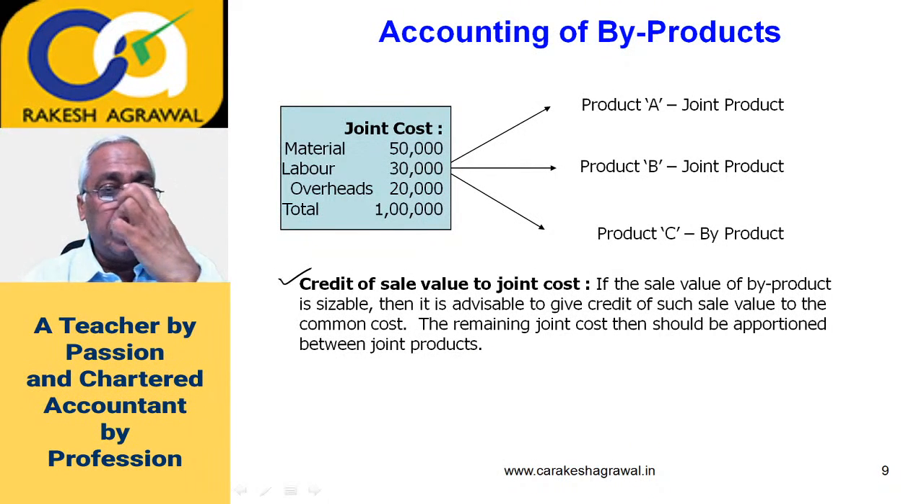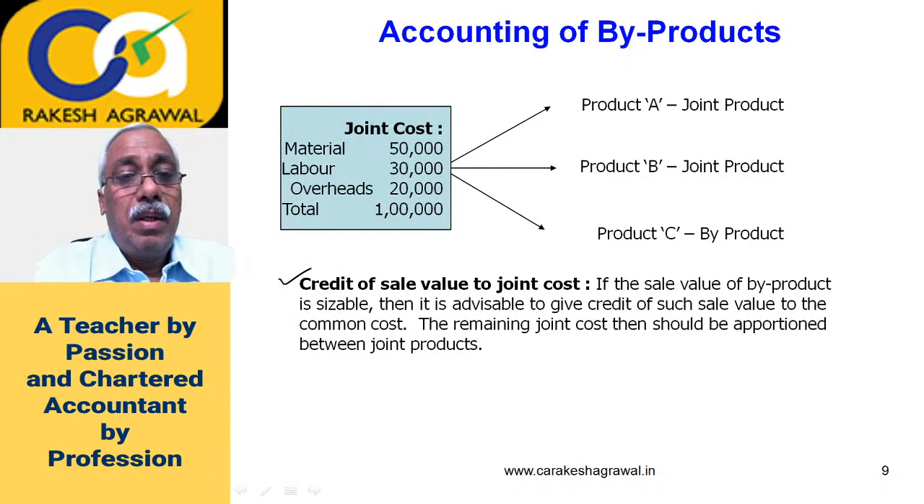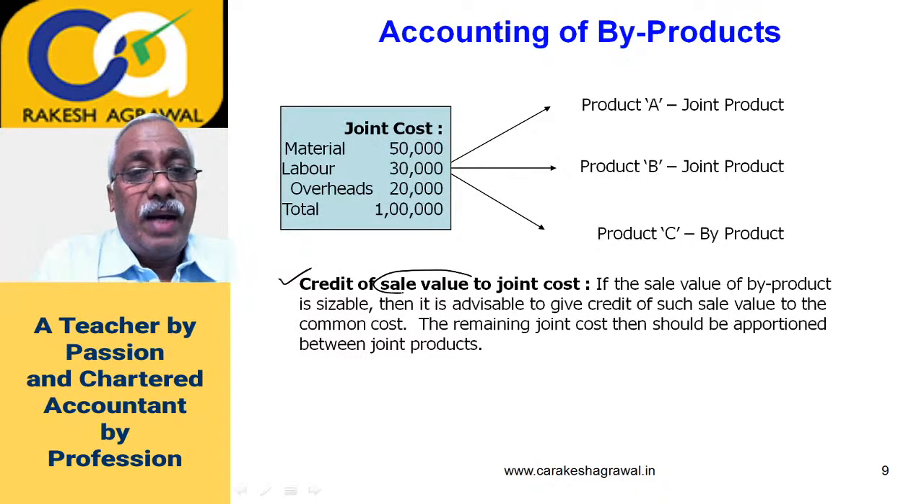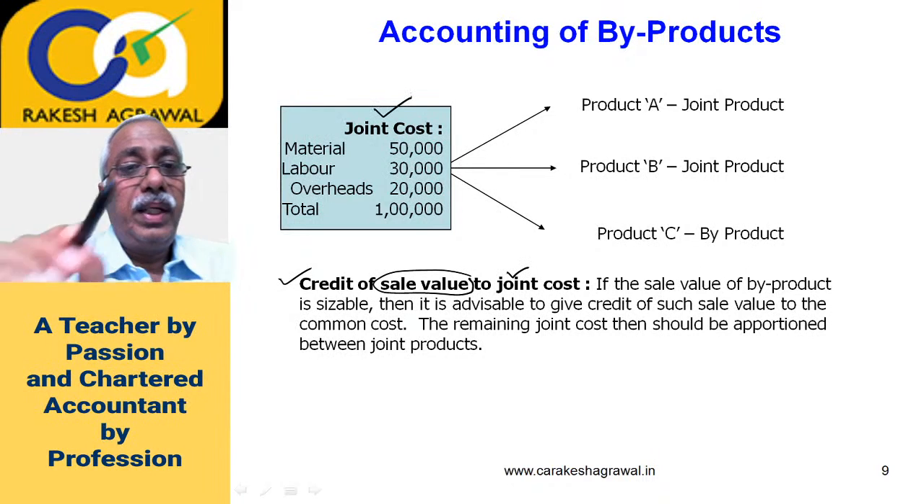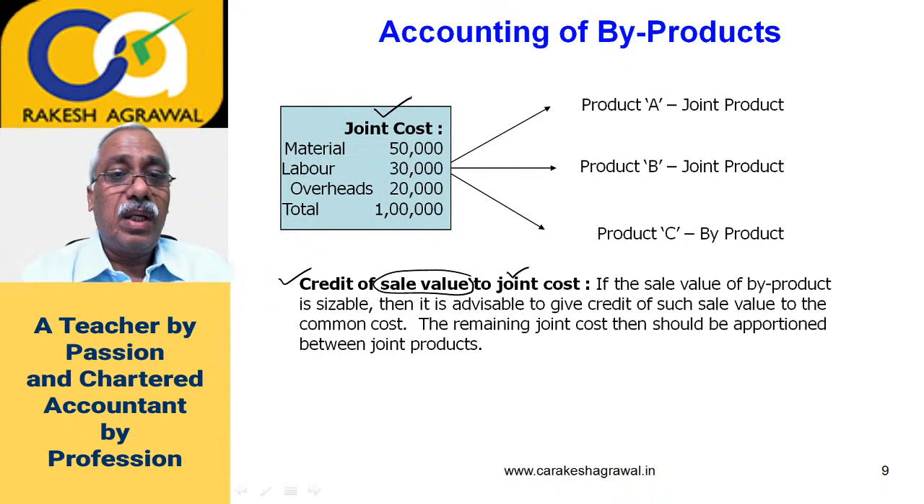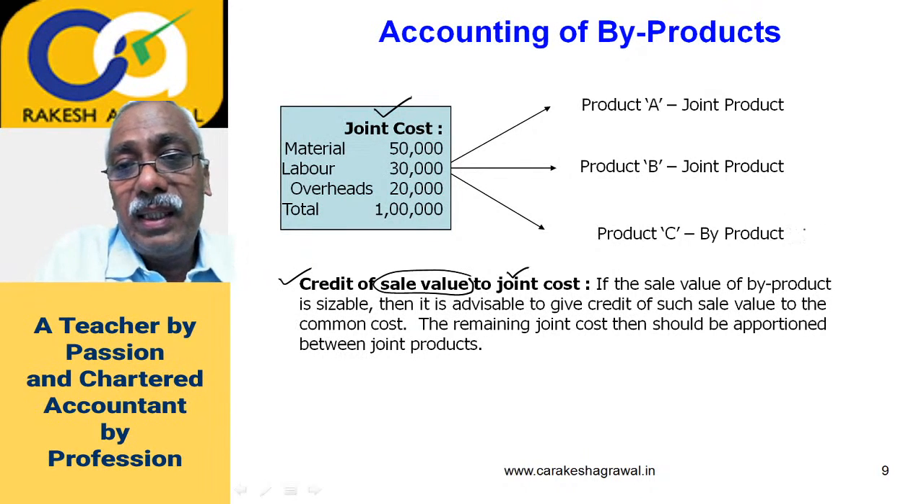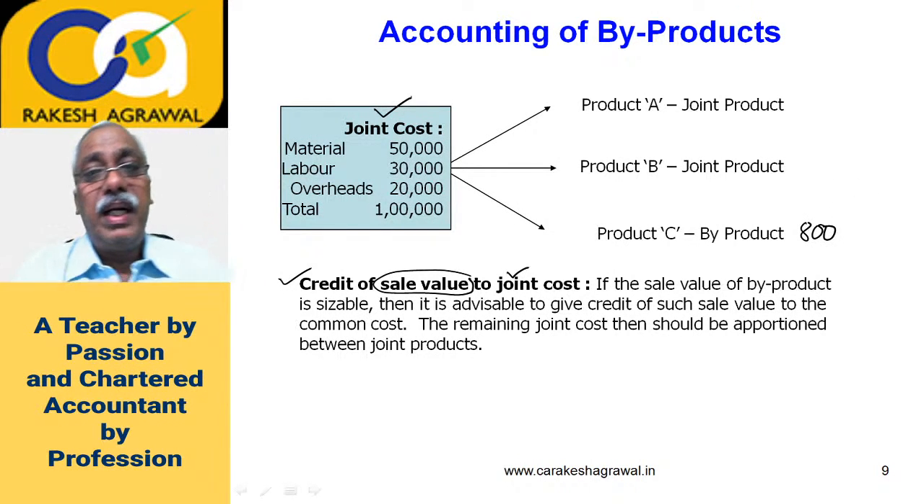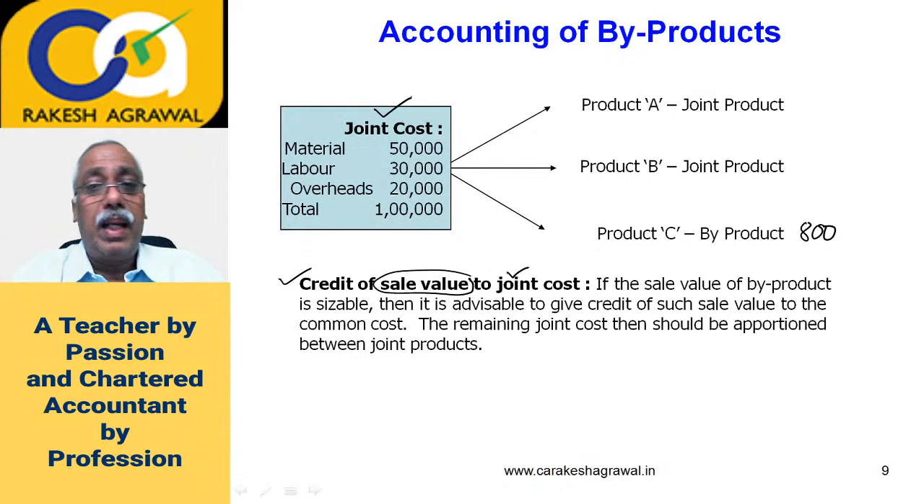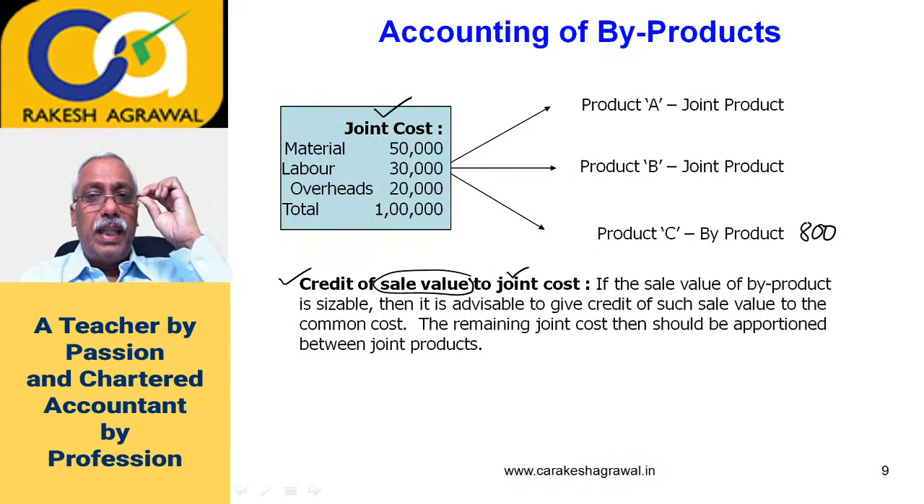See, the example will remain the same. I will keep changing the method. Credit of sale value to joint cost. Here is the joint cost which is debited to process account. You will give the credit here itself to joint cost. It means in the same process account. So suppose once again this byproduct is sold for rupees 800. So the credit will be given in the process account itself. So process account debit side 1 lakh, process account credit side 800.